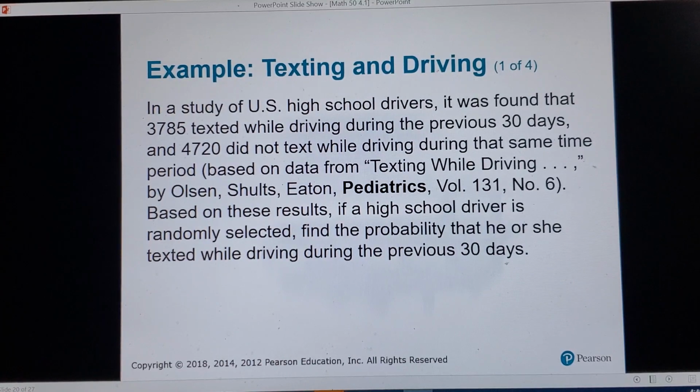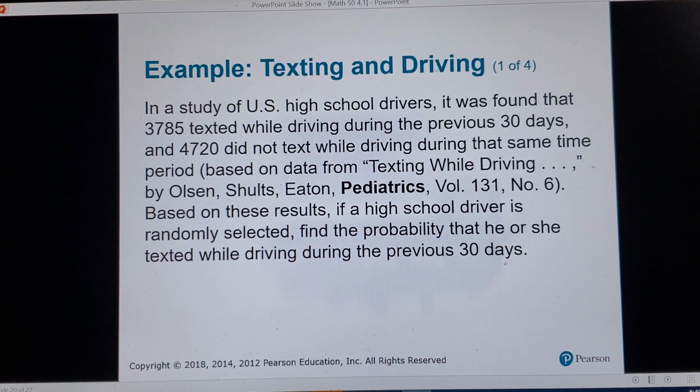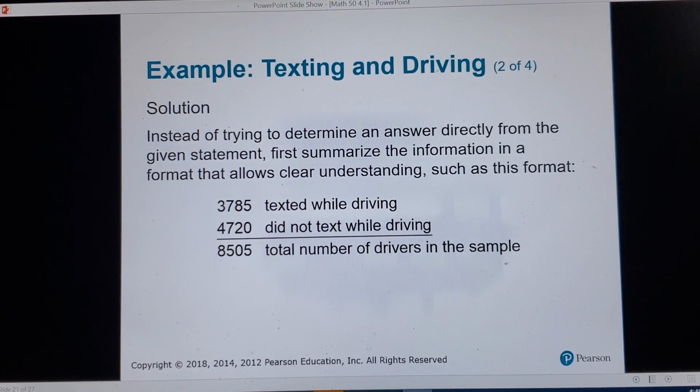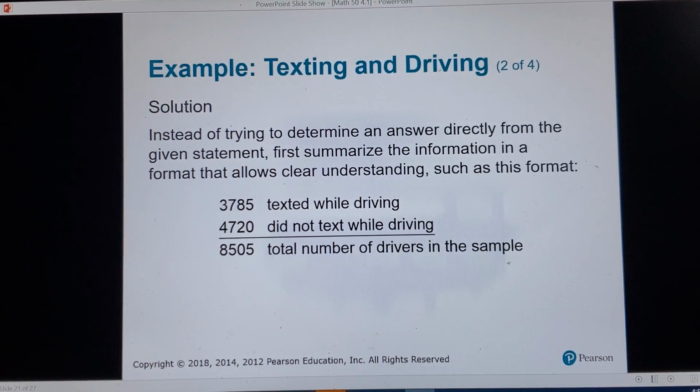Well, we know that 3,785 texted, which means they asked those 3,785. If we know 4,720 didn't, they had to have asked them. So we need the total number of people that were surveyed or were part of this procedure. That means we have to add them together, because I already know how many texted, and that's what I'm trying to find the probability of. I'm trying to find the probability that I randomly select one person who was texting while driving. I know 3,785 did, but I don't know how many out of. So I need to see how many people were surveyed. If you add those together, 8,505 is the total number of drivers in the sample. So that's the sample that they created.